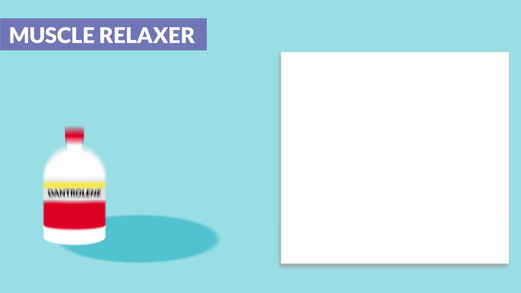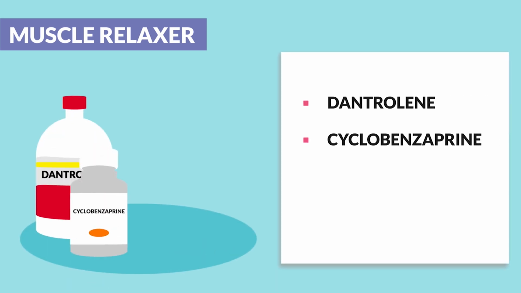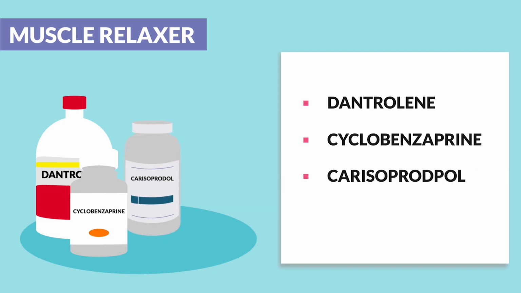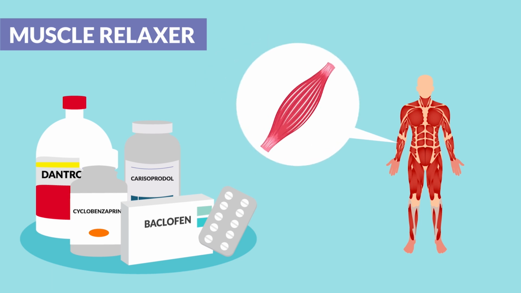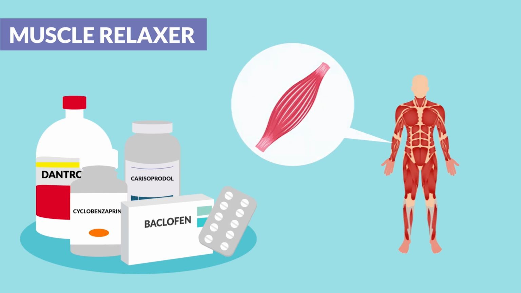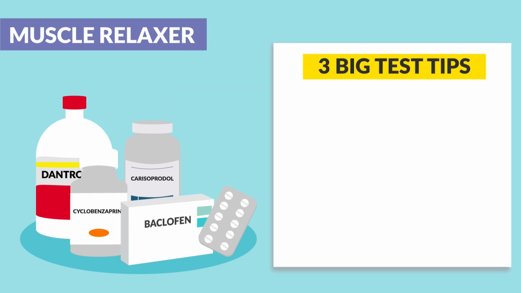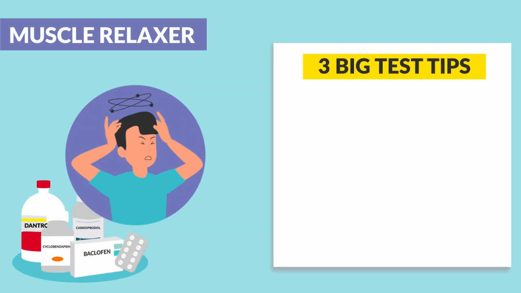Next up, we have muscle relaxers. So Dantrolene, Cyclobenzaprine, Carisoprodol, and Baclofen. Now, all these drugs relax the muscles, but they do it in a different way, which we'll discuss in a moment. So the big three test tips is that all these drugs can cause sedation or drowsiness, which is to be expected and completely normal.